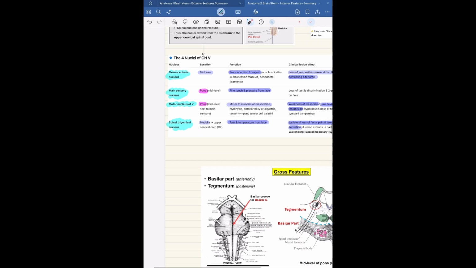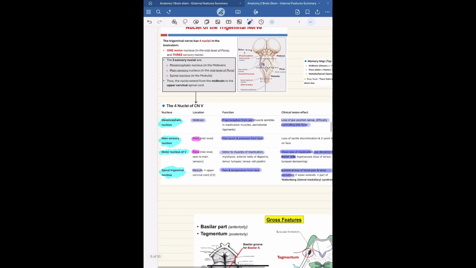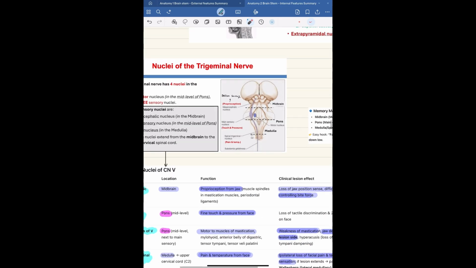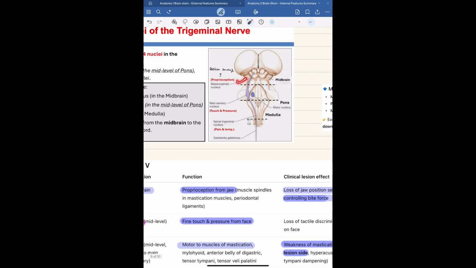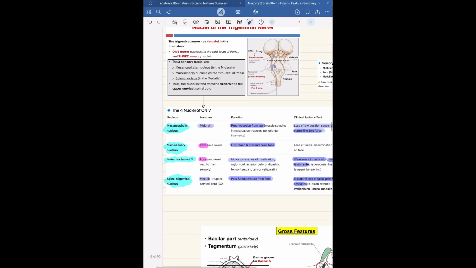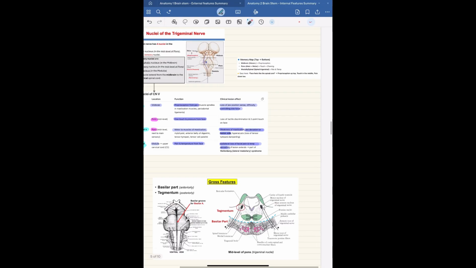The most important takeaway is the locations of the trigeminal nuclei and the functions. So I have been reading through this, it's written here. Those are the main things you need to remember from each part. So the mesencephalic is responsible for proprioception, the main sensory for touch and pressure, and the spinal for pain and temperature. Main sensory, yeah, spinal, and yeah, exactly, that's all. Perfect.